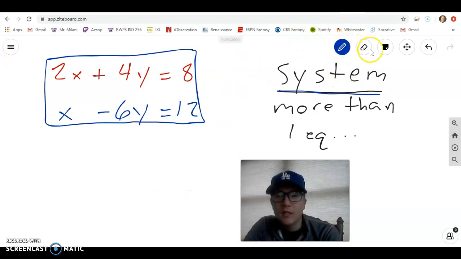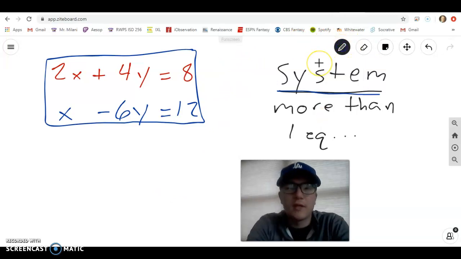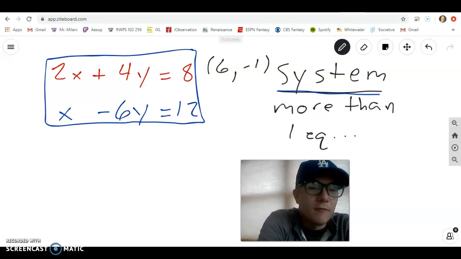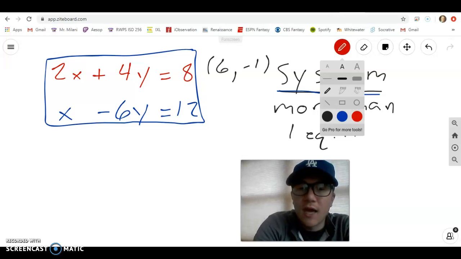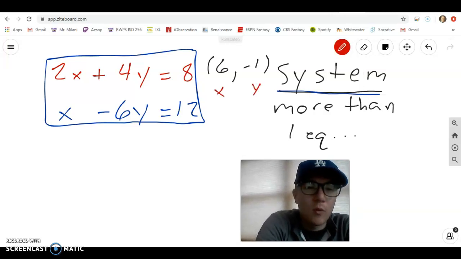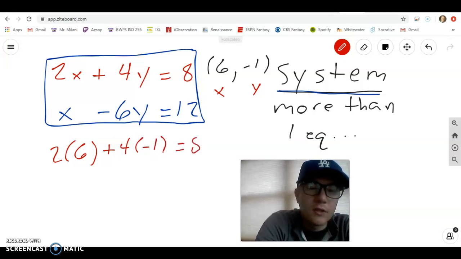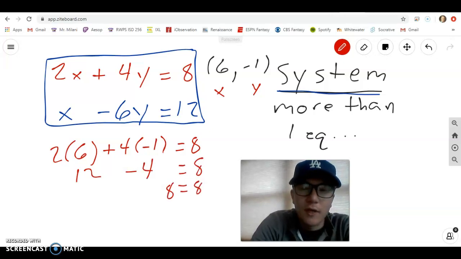Okay, so 6, -1, we said, is the point that they share. If I plug in a 6 for the x value in the red one, and my y, 2 times 6 plus 4 times -1 equals 8. That's going to be 12. 4 times -1 is -4 equals 8. 12 minus 4 is 8. Sweet. Now let's double check with the blue.